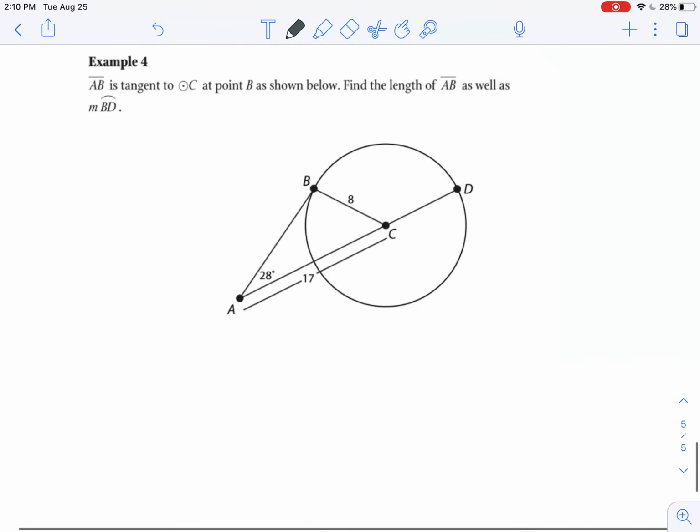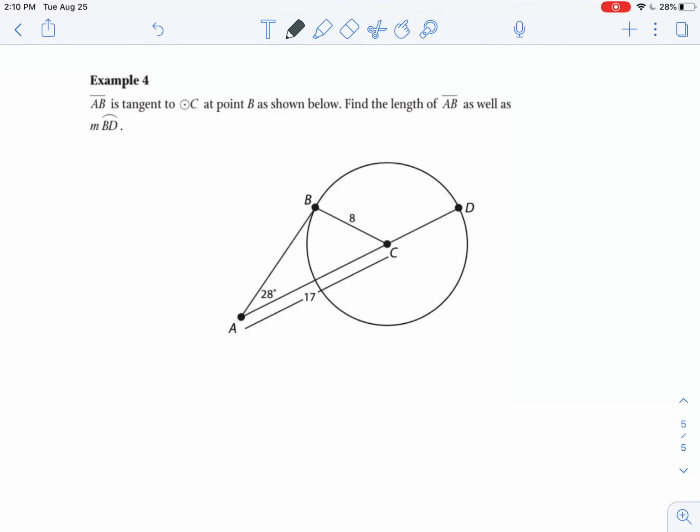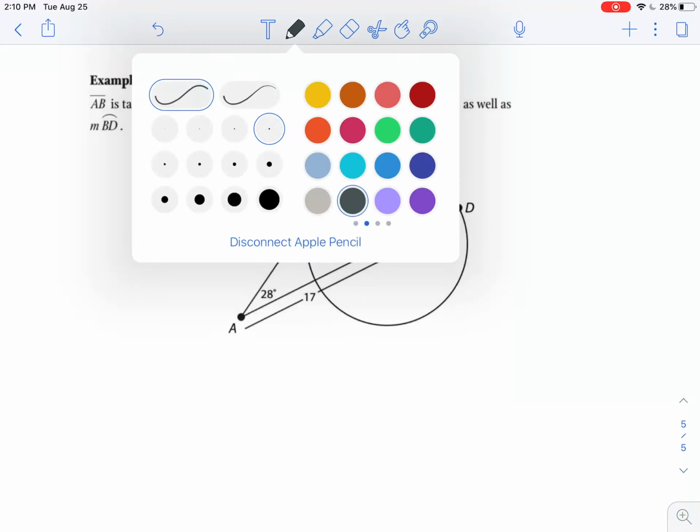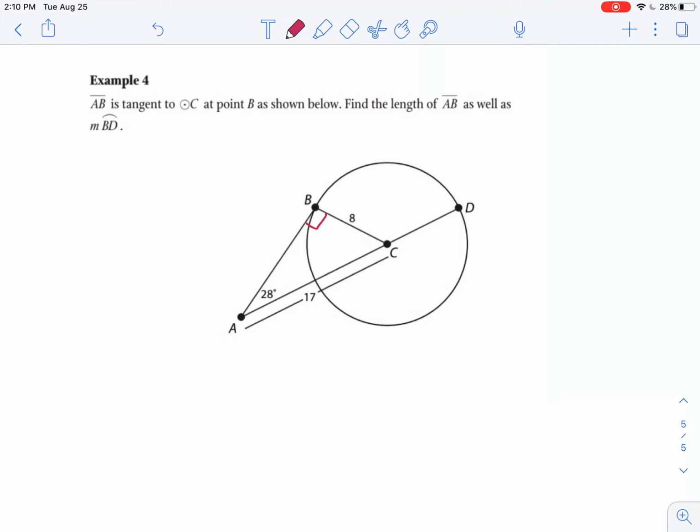All right, our last example. AB is tangent to circle C at point B. So now I know there's a 90-degree angle. Find the length of segment AB, as well as the measure of arc BD. Okay, there's a lot of stuff going on here. First, instead of a question mark, I'm going to call this A. So let's find the length of A first.